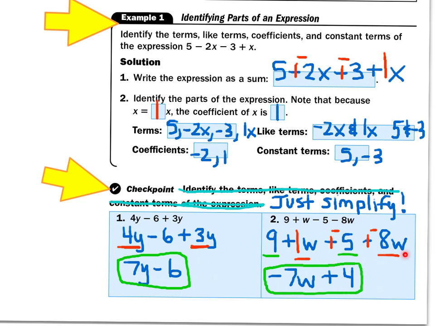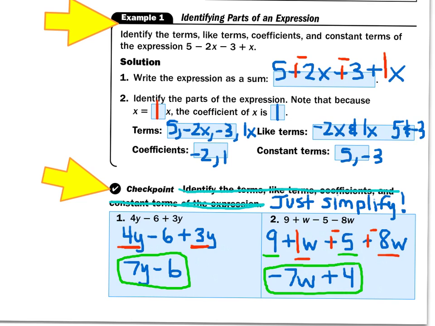Notice how I wrote it, and then anywhere I saw a subtraction, I added a line and changed the sign. And in front of the 8w, I added a line and changed the sign. And now I just try to match things up. So I matched up the w's. There's 1w plus negative 8w. Well, positive 1w plus negative 8w makes negative 7w.